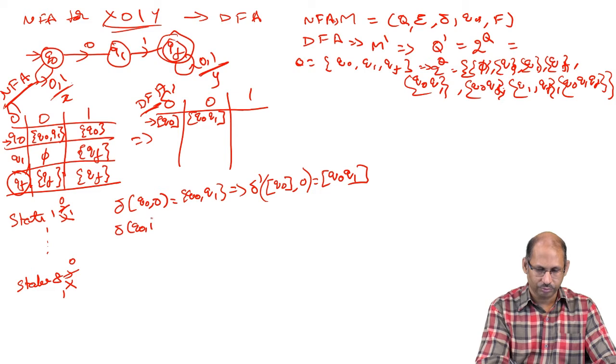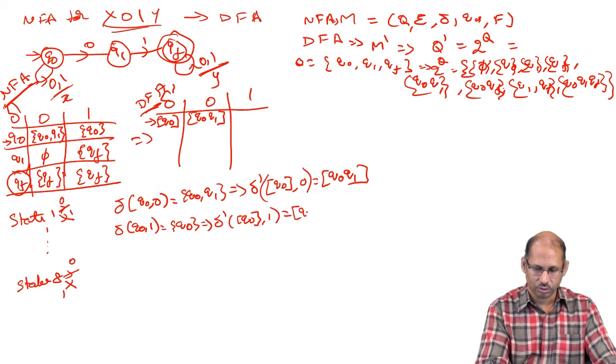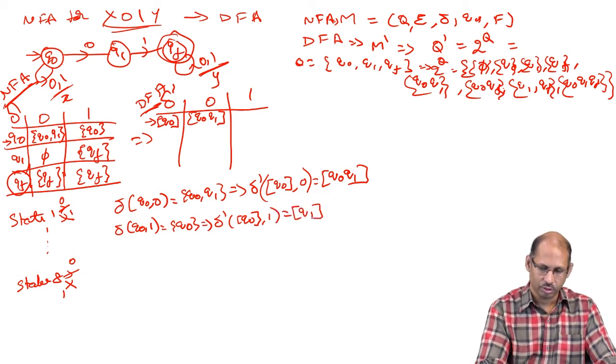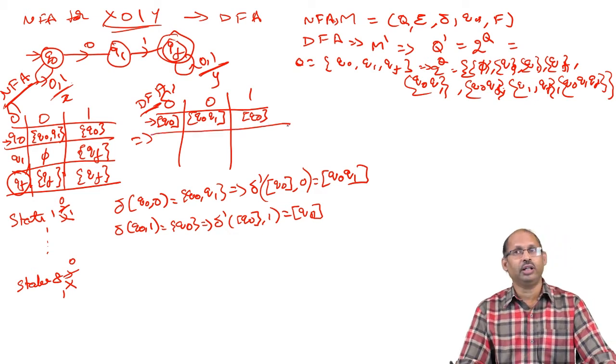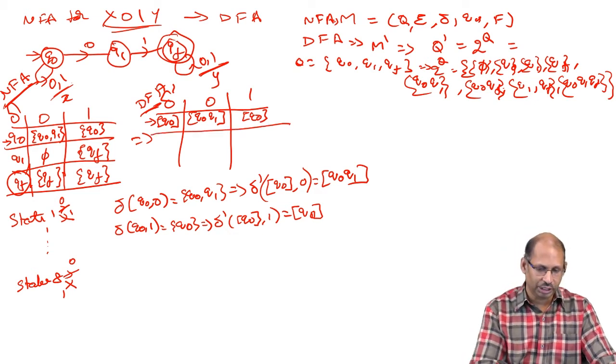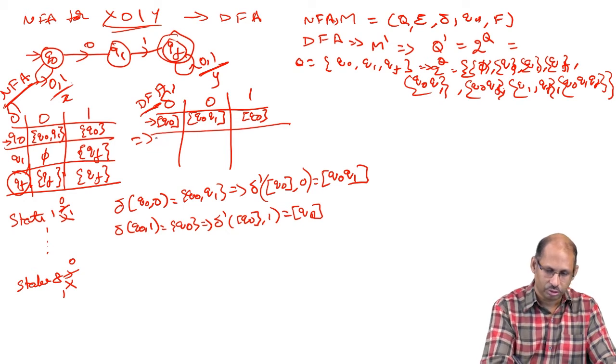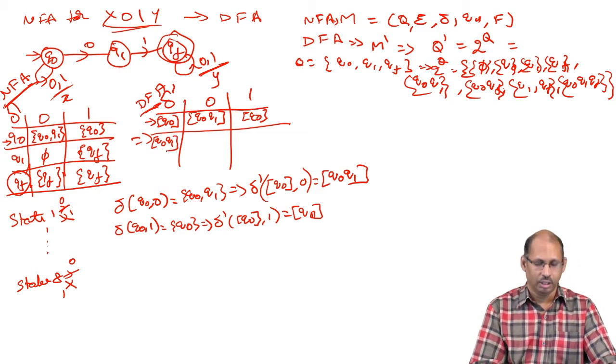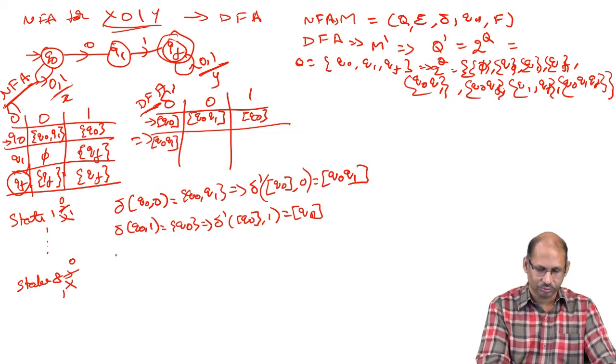Now, Q0 on 1 is Q0. It's the equivalent NFA transition. Q0 on 1 is Q0, right? We are ready. Q0 already considered. So what is the new state we have? Q0 and Q1. Our new state is Q0, Q1.